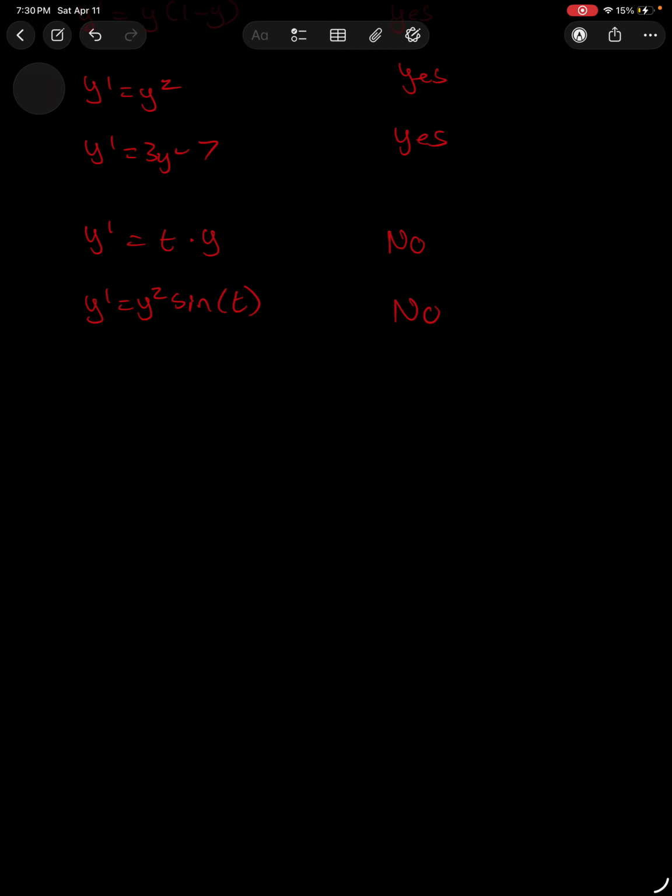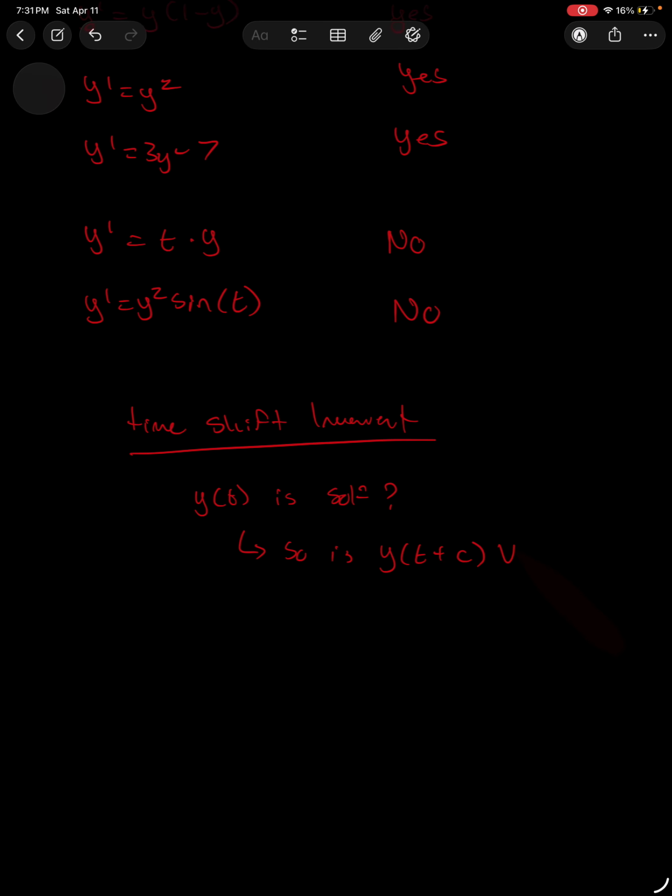Why does autonomy matter? Well, if y prime equals f of y is autonomous, then the slope at that point depends only on the height of the function y of t, and not on t, the independent variable, or the horizontal position. In other words, every point that is at the same height will have the same slope. The direction field, which we'll talk about in a minute, is identical in every column. And solutions are what's known as time shift invariant. If y of t is a solution, so is y of t plus c for all c.